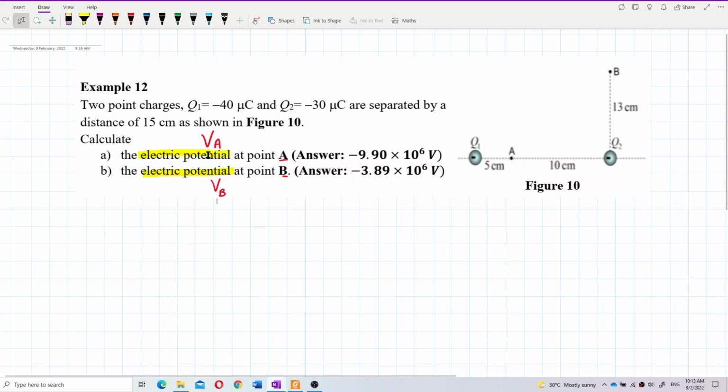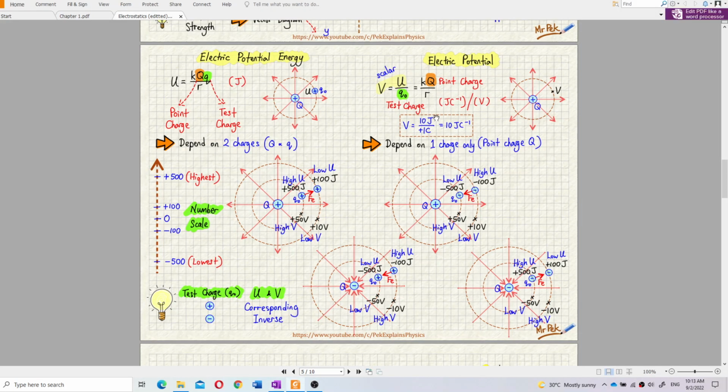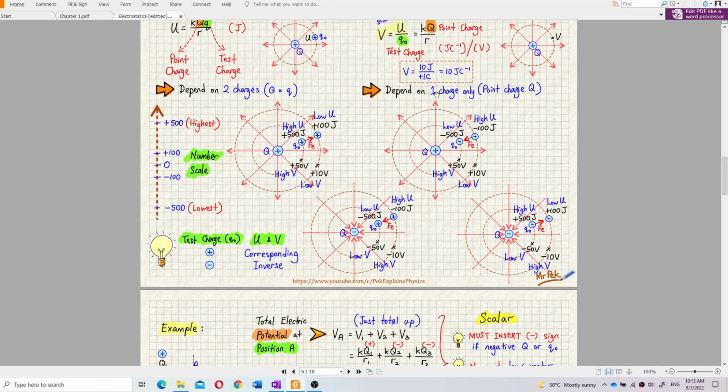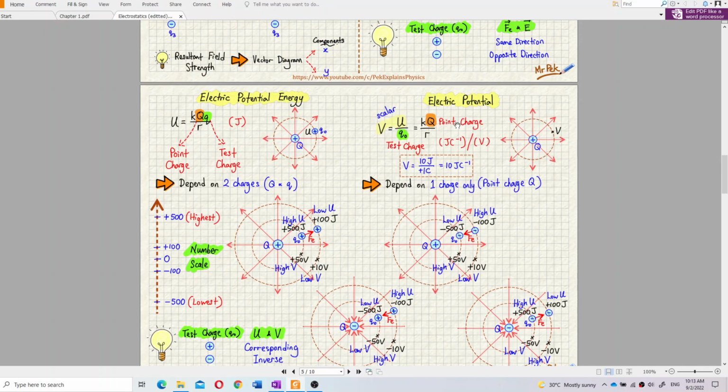So what's the formula for potential? Potential V is KQ over R. The Q is the point charge, the one that gives out the electric field.